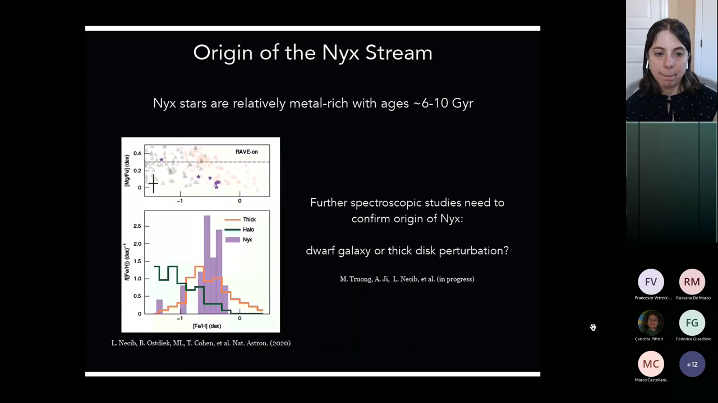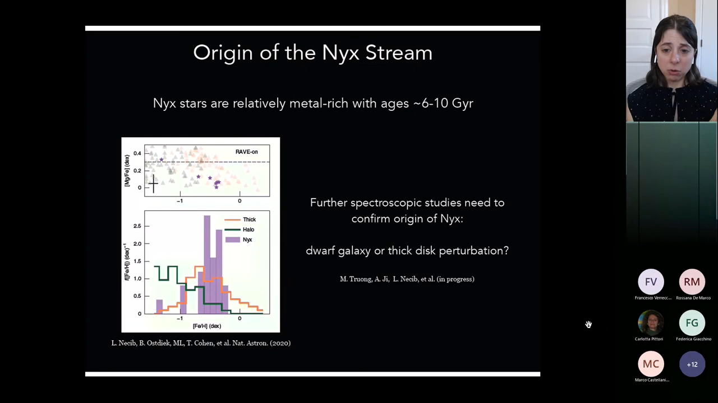So there's an open question now on what the origin of that Nix stream is. It's very complicated trying to figure this out because Nix is essentially embedded within the disk. The big question is: is it actually a stream that came from a dwarf galaxy, or is it some kind of perturbation to the stellar disk in the Milky Way? One way to distinguish these two cases is by looking at the spectroscopy of stars that would belong to Nix, so looking at their chemical compositions. When we first wrote this paper, there weren't that many stars in the Nix subset for which we had a large amount of spectroscopy. So that made it hard to distinguish.